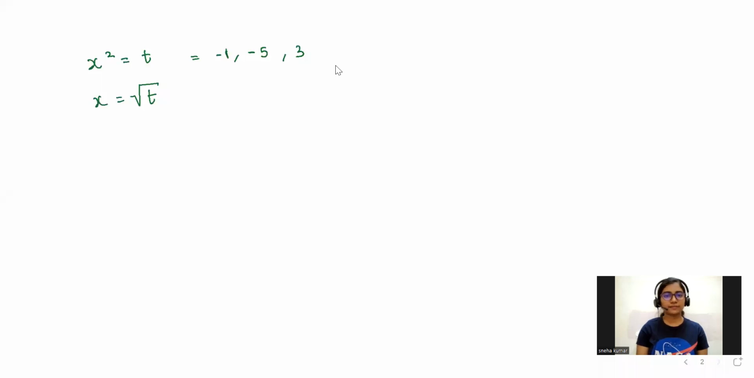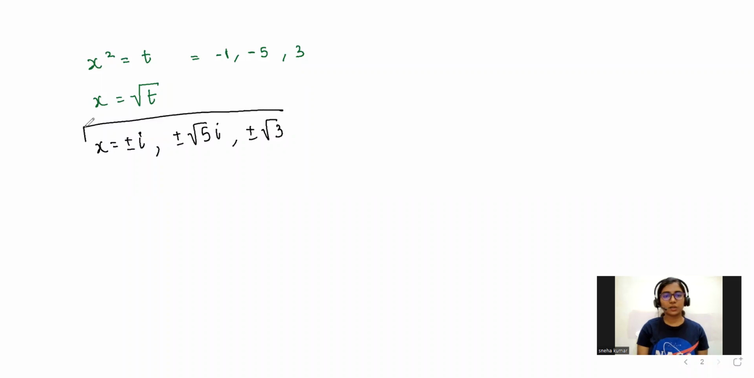So see here, x is equal to, so minus 1. If I take the square root, I can write it as i, right? For the other one, now we are taking the square root, so it would be plus or minus. The next one would be plus or minus root 5i. The last one would be plus or minus root 3. These are the values of x.